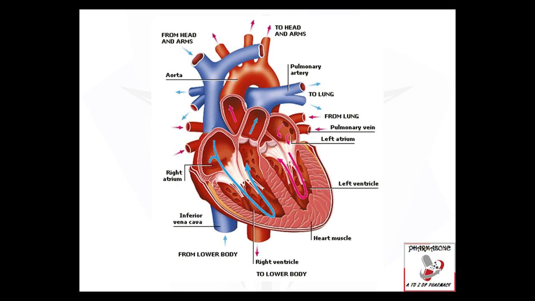As you can see in the picture of the heart, it consists of 4 chambers: right atrium, left atrium, right ventricle, and left ventricle, and they are surrounded by heart muscle. And it also consists of the aorta, pulmonary artery, inferior vena cava, superior vena cava, and pulmonary veins.